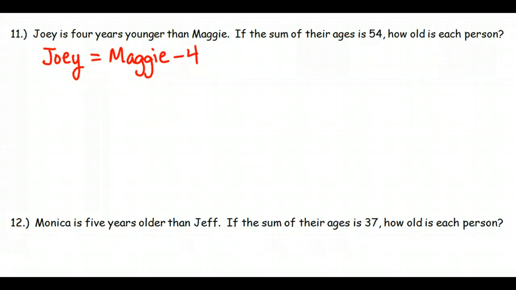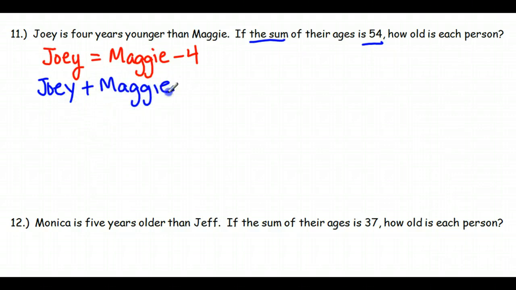Here we only have one equation. Now, remember we're working on systems of equations, which means we probably have more than one. So let's continue looking at this problem and see where we can find our other equation. Here it tells me that the sum, that means if we add their ages, it should equal 54. So we're saying that Joey's age plus Maggie's age has to equal 54 years old.